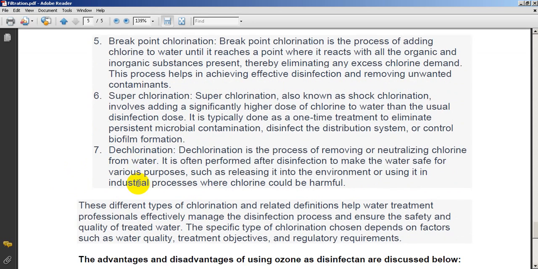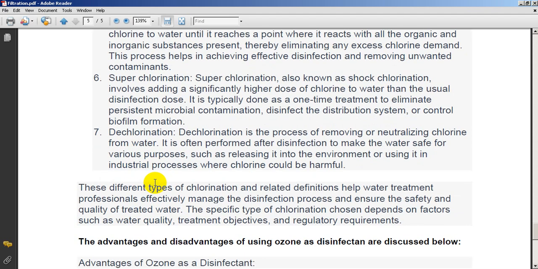7. Dechlorination. Dechlorination is the process of removing or neutralizing chlorine from water. It is often performed after disinfection to make the water safe for various purposes, such as releasing it into the environment or using it in industrial processes where chlorine could be harmful.